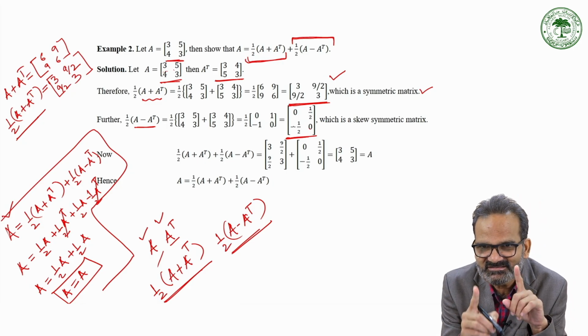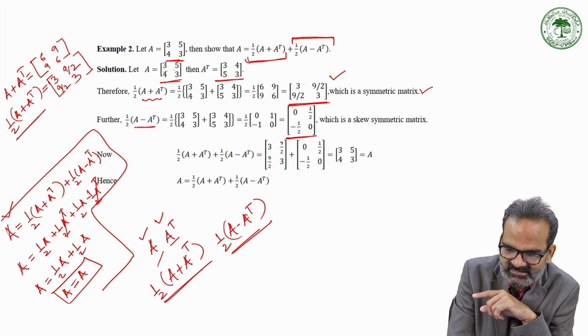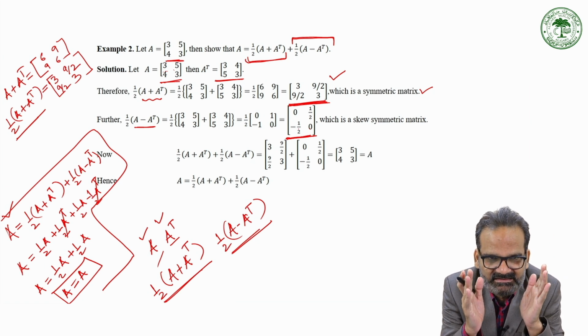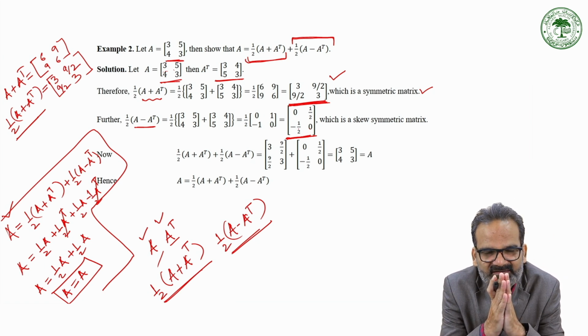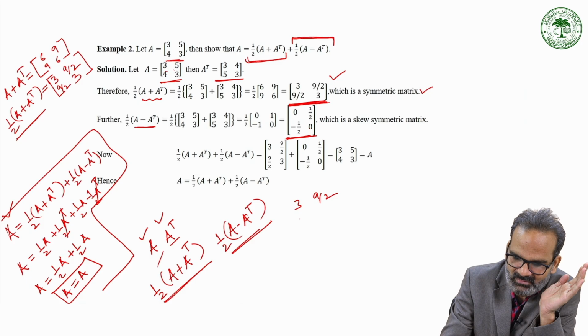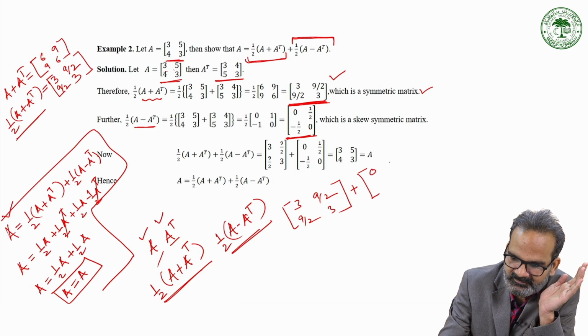If you recall the definitions of symmetric and skew symmetric matrix, this is symmetric and this is skew symmetric, right? So 1 upon 2 (A plus AT), this part represents a symmetric matrix, and 1 upon 2 (A minus AT), this part represents a skew symmetric matrix. And if you add up these two matrices, this 3, 9 by 2, 9 by 2 and 3, which is symmetric, is added to 0, 1 by 2, minus 1 by 2 and 0.